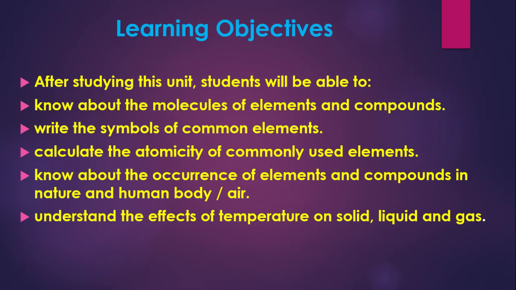Learning objectives. After studying this unit, students will be able to know about the molecules of elements and compounds, write the symbols of common elements, calculate the atomicity of commonly used elements, know about the occurrence of elements and compounds in nature, the human body and air, and understand the effect of temperature on solid, liquid and gas.